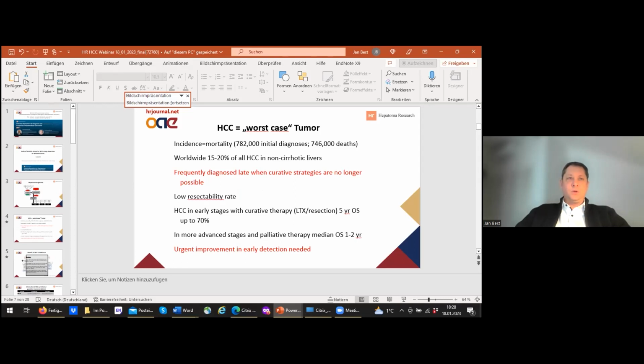And we also have to keep in mind that worldwide about 15 to 20% of all HCCs are occurring in non-cirrhotic livers. So frequently HCCs are diagnosed very late when curative strategies are no longer possible. And this results in a low resectability rate. And we know that HCC in early stages have a very high 5-year overall survival. So this is the population that we want to detect. And in more advanced stages and palliative therapy settings, we only have a median survival of 1 to 2 years. So to conclude, we have a very urgent need to improve the early detection.